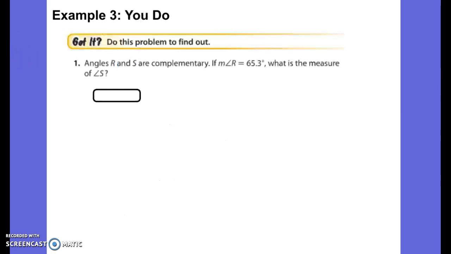At this point in time, you need to pause the video and you need to complete this problem. And then when you come back, we'll give you the answer. While you were solving this, knowing that they're complementary, you knew it had to total 90 degrees. So you should have gotten 24.7 degrees.